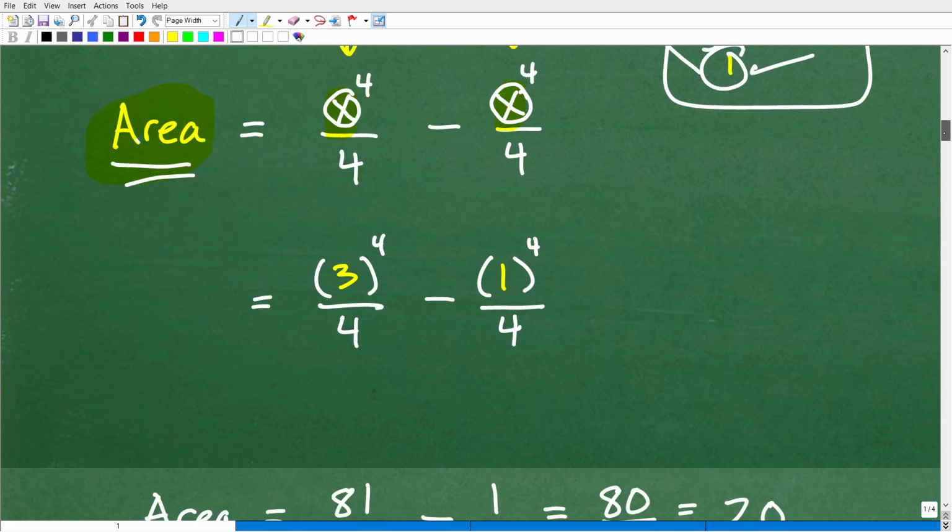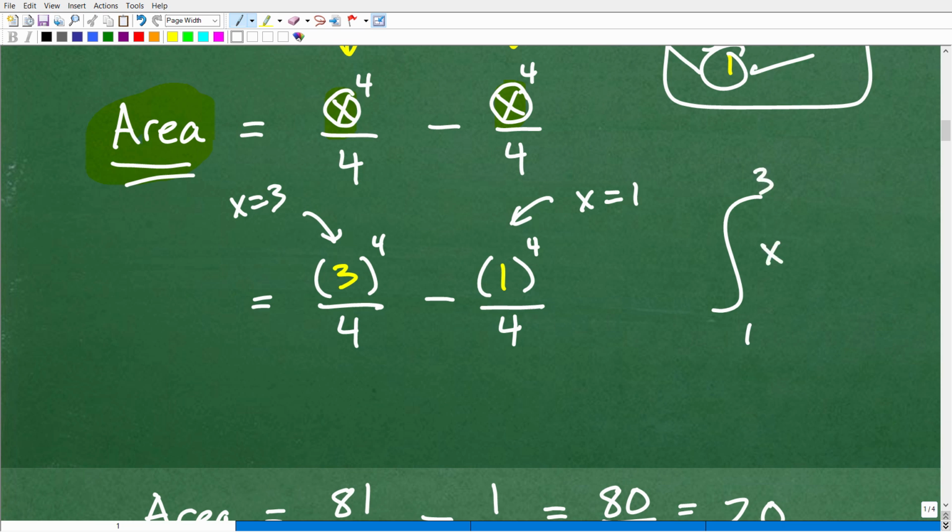All right, so right here, remember, we're going to be plugging in x is equal to 3 right there. Here, this is x is equal to 1. Remember, this is our integral. Let me just write it right here: the integral from 1 to 3 of x cubed dx. So again, I'm just going to be redundant. X is 3 right there, and x is 1 right there. So you can see I'm plugging in 3. So we have 3 to the 4th over 4 minus 1 to the 4th over 4.